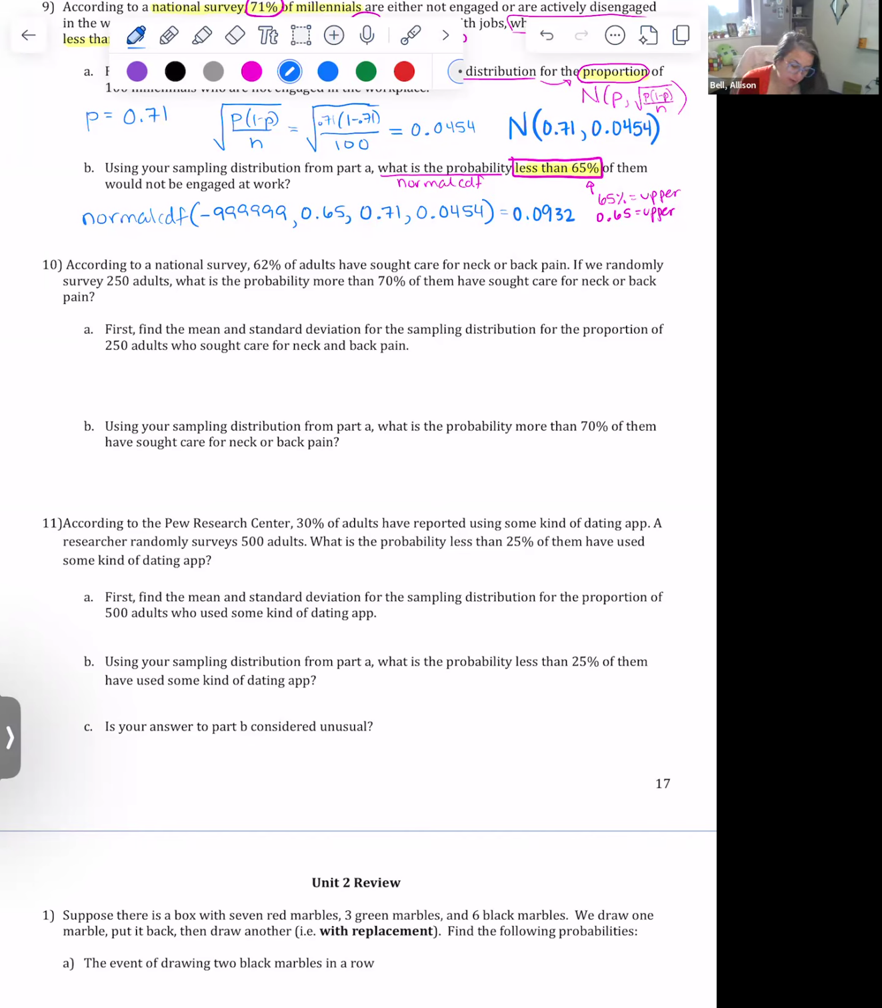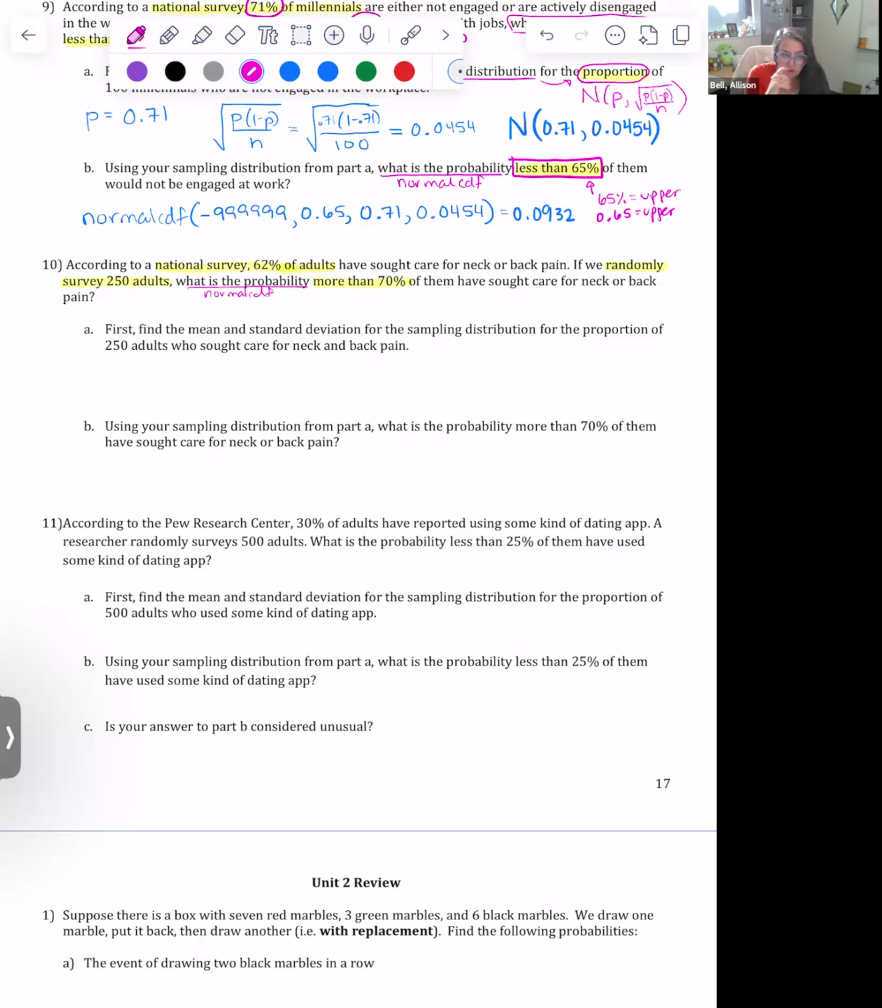Number 10 says, according to a national survey, 62% of adults have sought care for neck or back pain. If we randomly survey 250 adults, what is the probability more than 70% of them have sought care for neck or back pain? Okay, so that what is the probability is where they're telling us to use the normal CDF. So all of that cannot be answered until we know what the mean and the standard deviation are.